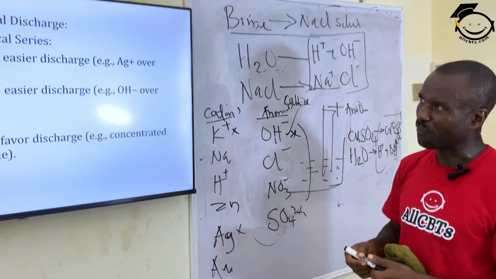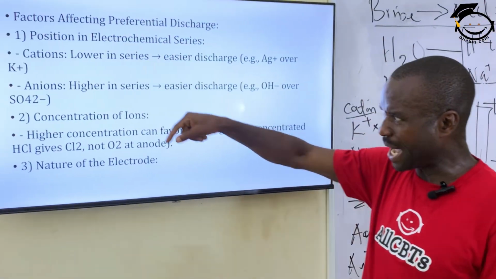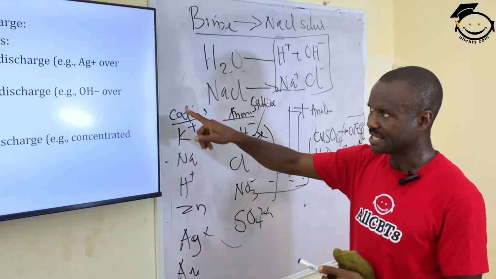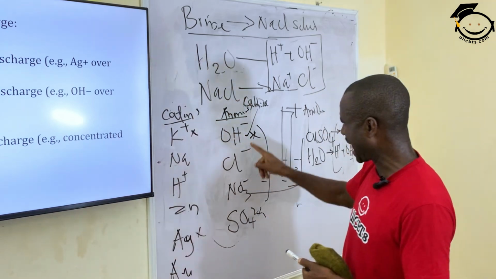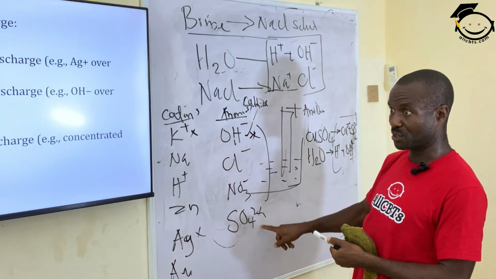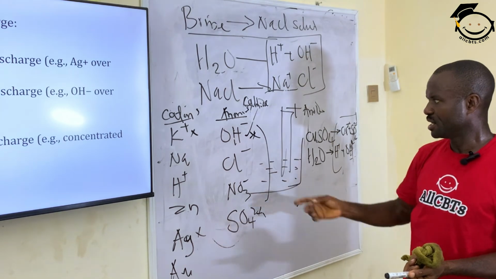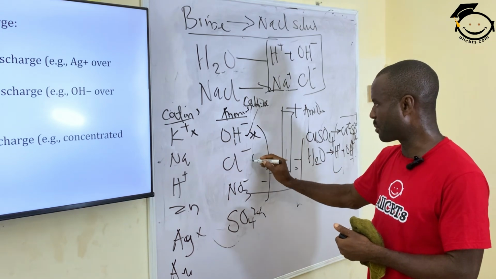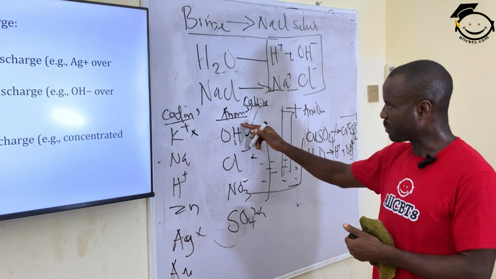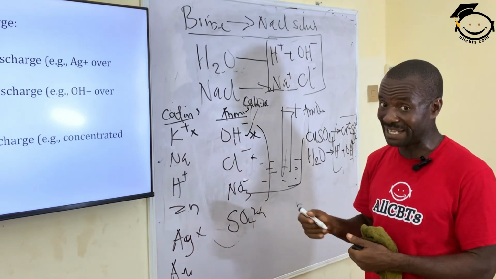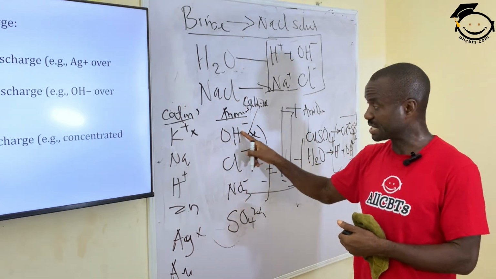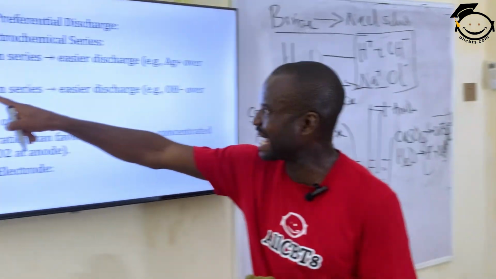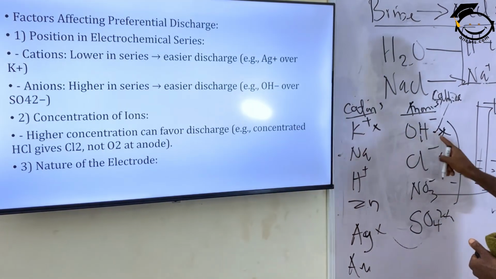Those are the conditions. Cations that are lower in the series will be preferred to those leading the list, and the reverse is the case for anions. Those that are higher in the series will be discharged compared to the ones that are lowest. So if we have two ions such as hydroxyl ion and chloride ion, which one will be discharged first? Of course, it's hydroxyl ion because it's leading. If you compare the two, it's the top of the list. So for anions that are higher in the series, OH will be preferred to chloride ion.